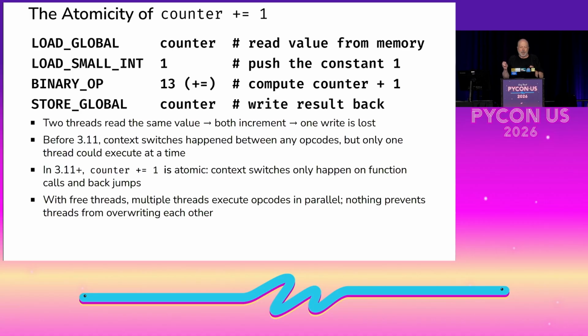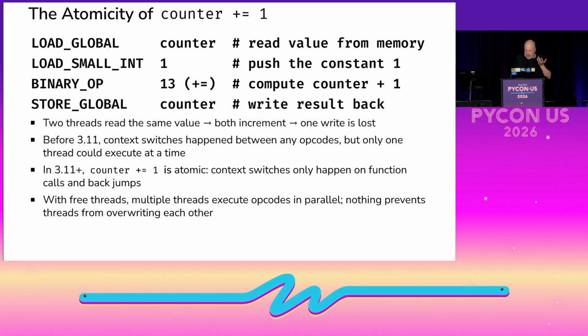Before version 3.11, context switches, because that's what we're doing here, we're switching context every time we change from one thread to another, could happen between any opcodes. But after 3.11, they made some changes so that counter plus equals 1 is actually atomic. But that's only when the GIL is running. When we have free threads, you've got all of your cores that are available, they're being utilized, and they're all running at exactly the same time. So they can step on each other, which is what we're seeing.